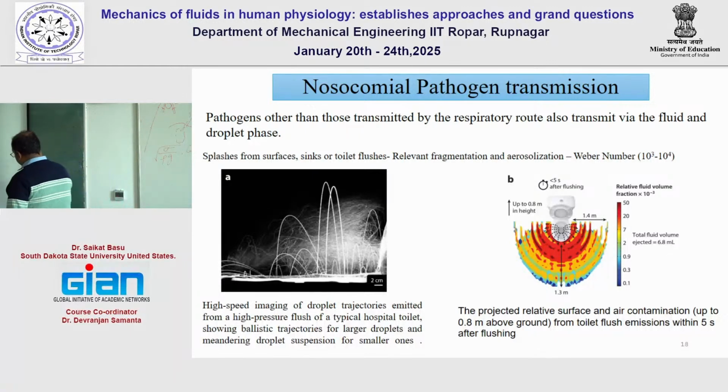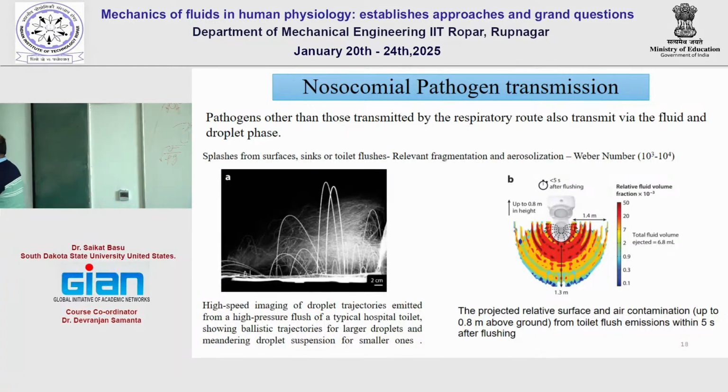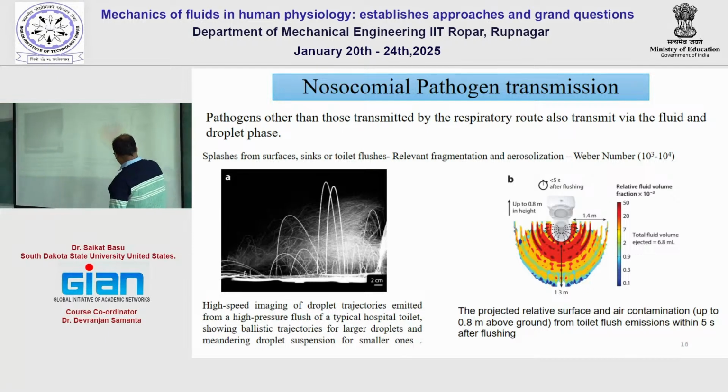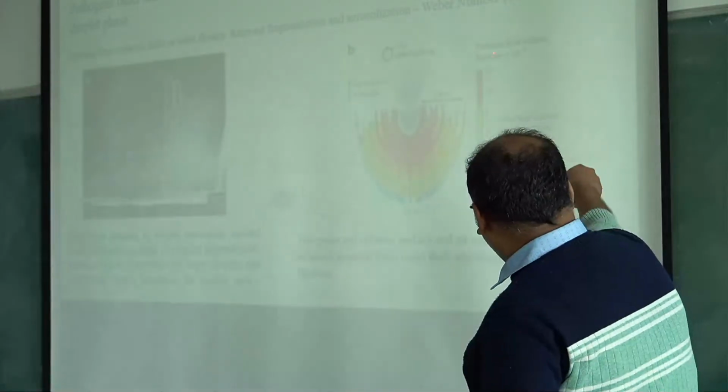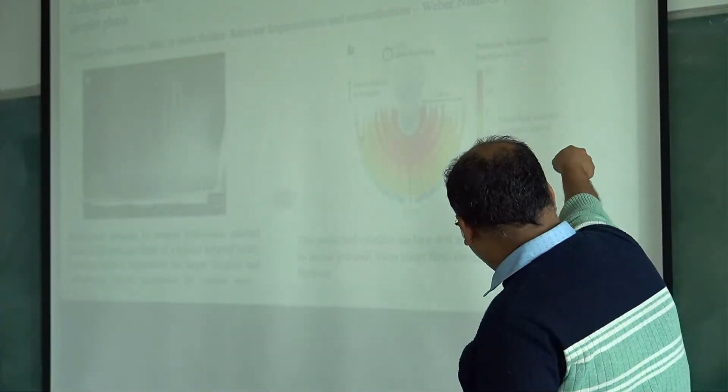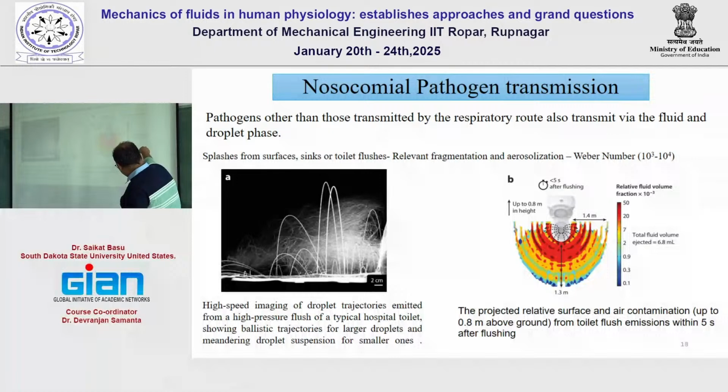So this is showing the droplet trajectories and the subsequent release of the smaller droplets. They have studied how far these go. You can see these dotted lines are basically the jets jetting out from the flush. You can see the relative fluid volume fraction. So they have made some sort of contour map of the fluid released.